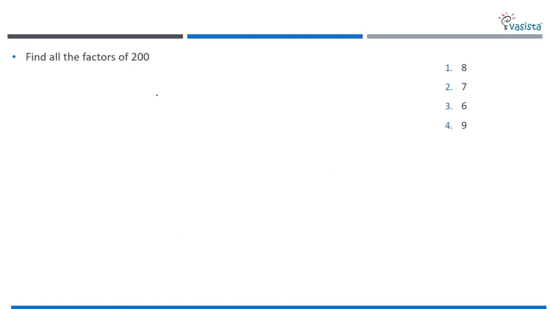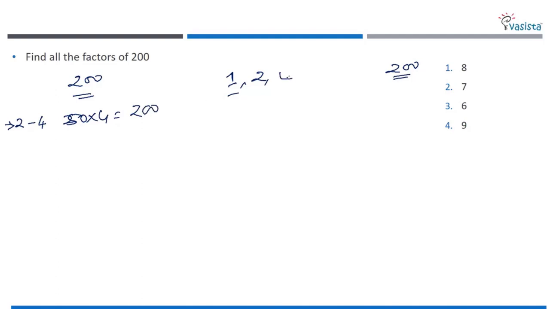Find all the factors of 200. Let me check the factors of 200. First of all, you know 1 is a factor of 200, and as well as 200. This is okay. Now let us check. Can we divide by 2? Yes, 2 is also a factor of 200. Can we divide by 3? No. Can we divide by 4? Let me check 200 by 4. It is 50 into 4, 50 into 4 is 200. Yes. 4 as well as 50 is also a factor.